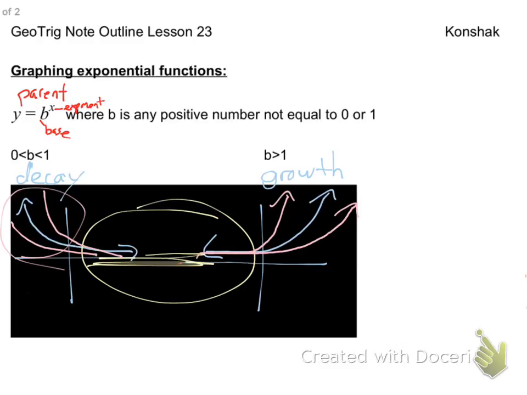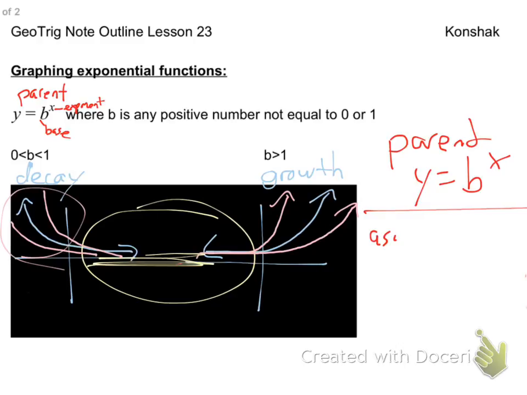So, what can we say? If I'm talking about a parent graph of y equals b to the x, okay? They have this in common. They have an asymptote at y equals 0. Look at both of those graphs I have on there. Even the multiple options, they all went towards 0 on half of the graph. So that's another one of those things where it's less things you have to remember.